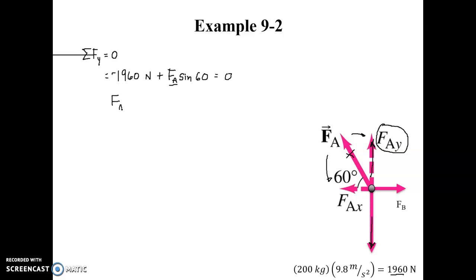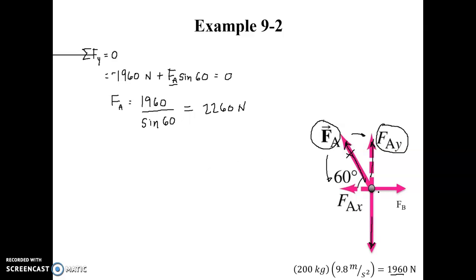So FA is going to equal 1960 divided by sine of 60. And so this should equal 2,260 newtons. So that is the diagonal force we found, F sub A, right here and holding up the chandelier.